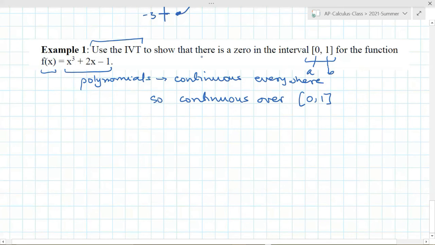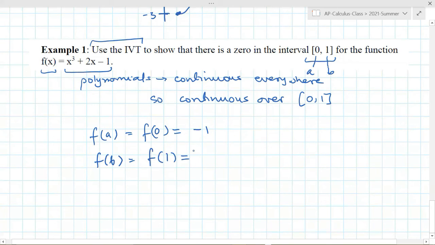And how do we show that there is a 0 in the interval? For me to do the intermediate value theorem, I have to find f of A and f of B. So f of A is f of 0. What is f of 0? -1. f of B is f of 1. What is f of 1?